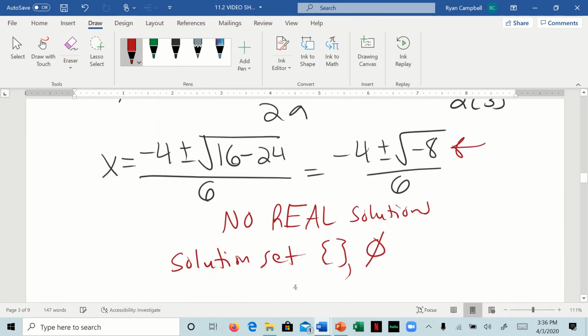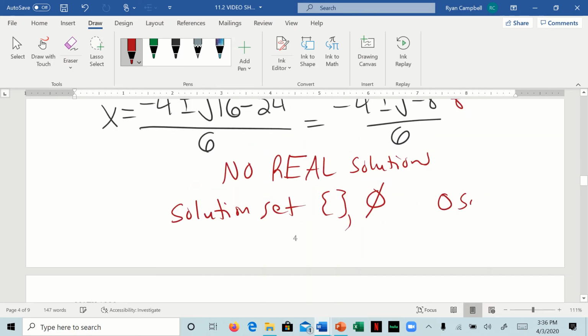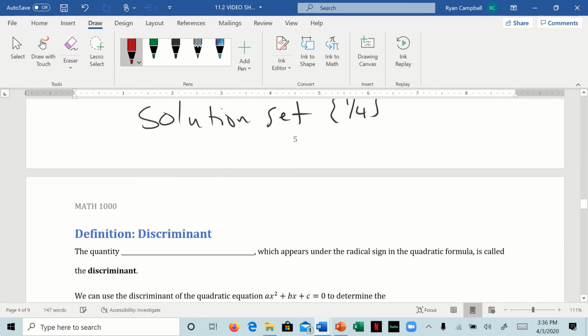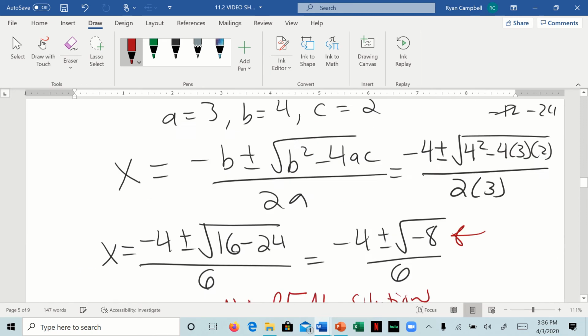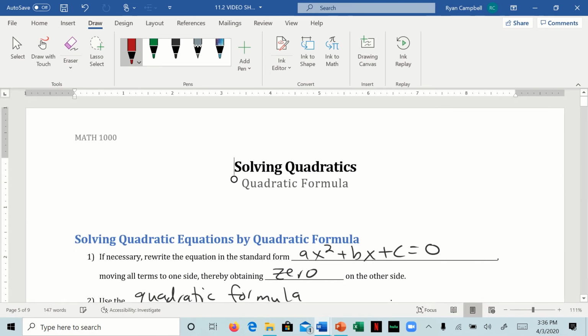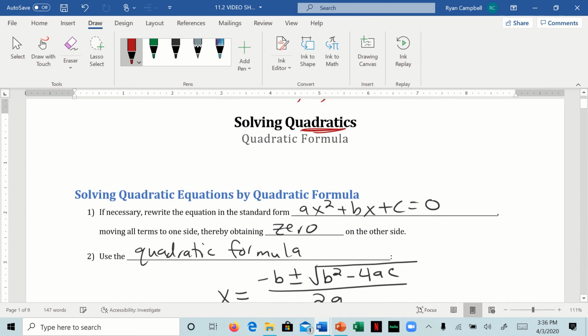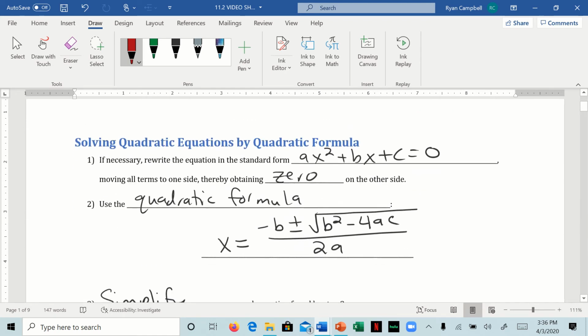What about number 3? How many solutions did we have? None. We had no solutions. For number 4, how many solutions did we have? We had 1 solution. So for every single one of these equations, anytime you have a quadratic, no matter what method you use, you have the potential of getting 0, 1, or 2 solutions. And we can use something with the quadratic formula to determine when we have each.